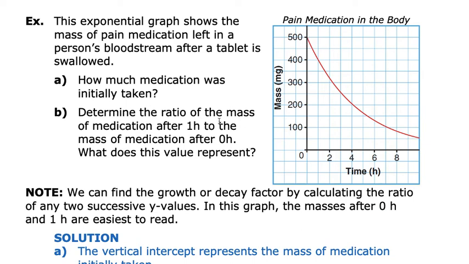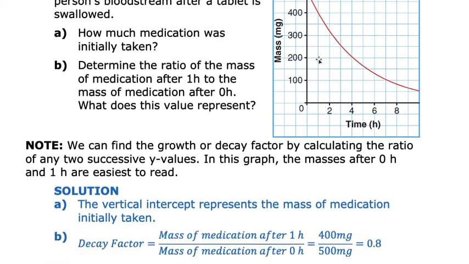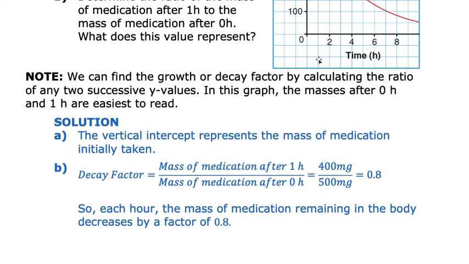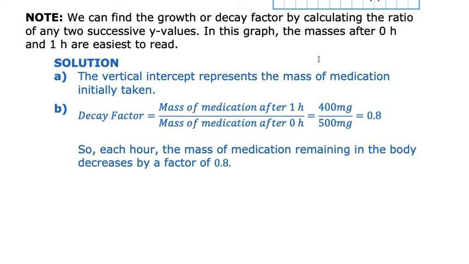Determine the ratio of the mass of medication after 1 hour to the mass of medication after 0 hours. What does this value represent? So at 0 hours we're at 500, and after 1 hour we're at 400. And what this represents is the decay factor. So we can find the growth or decay factor by calculating the ratio of any two successive y values. So divide points that are next to one another to find out their growth factor.